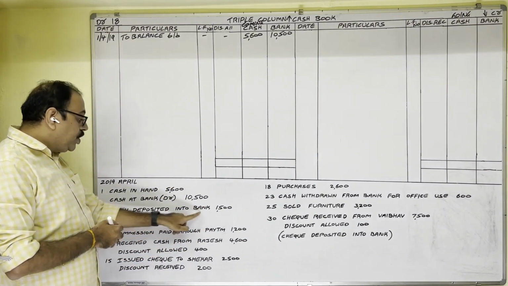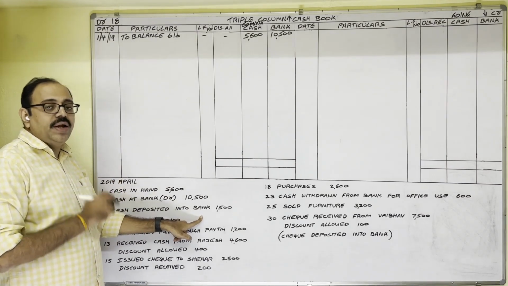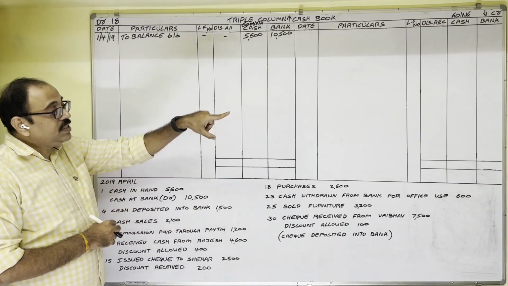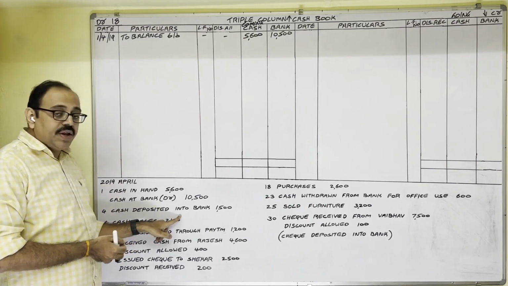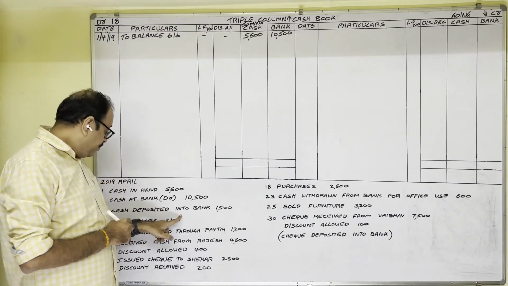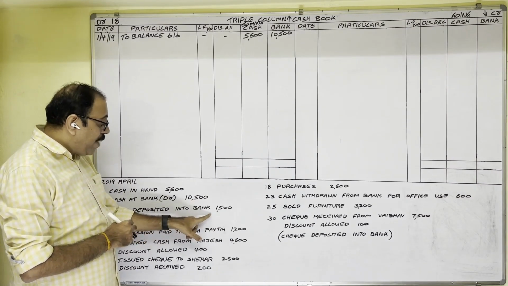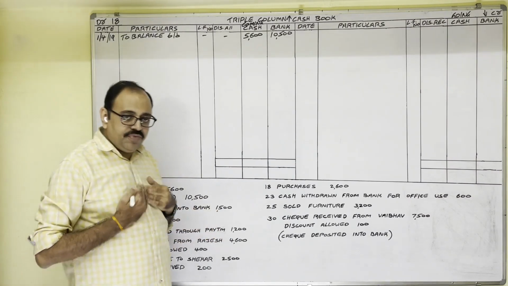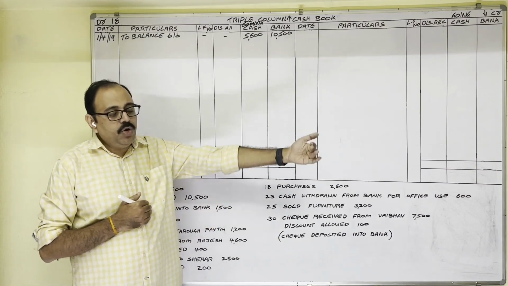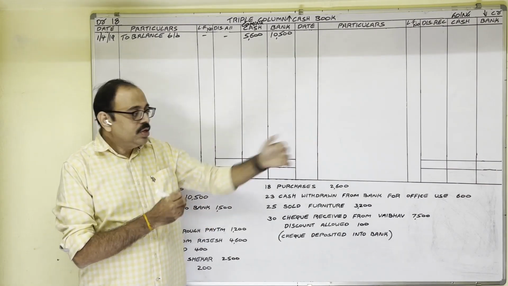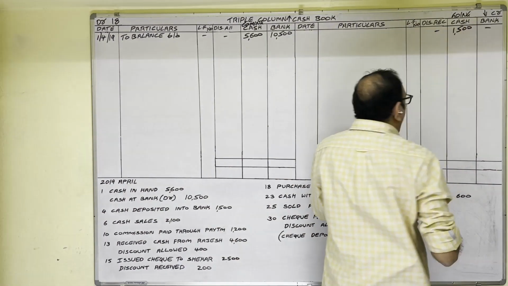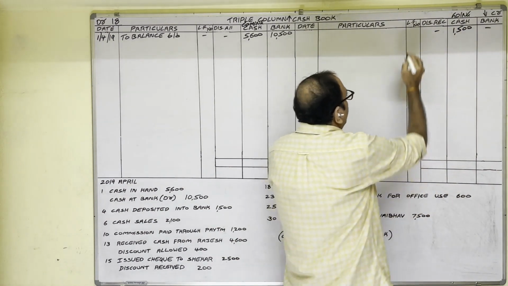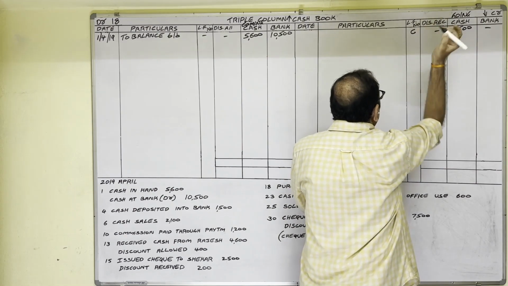Cash deposited into bank. This is a contra entry because both the bank and cash columns are affected here. For a contra entry, we should write the amounts first. Cash deposited into bank 1500. We are the firm, and we deposited money into the bank. Cash is going, so credit side cash column 1500. As this is a contra entry, in the LF number column you have to write C.